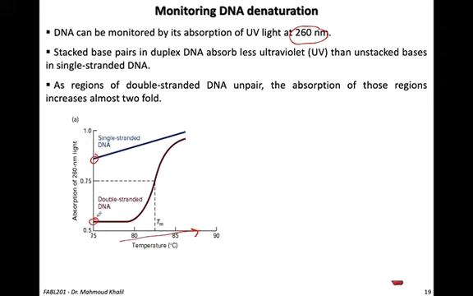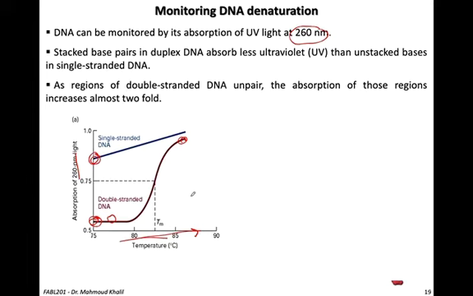If the absorption of UV at 260 nanometers is very low, that means it is a double strand. If it is very high, that means the molecule is a single strand. So you can see here, when increasing temperature, the UV shifts from a lower value to a higher value. That means temperature is very important in denaturing the DNA, converting double-stranded DNA into single-stranded DNA.